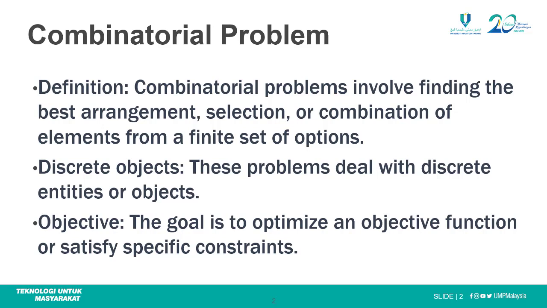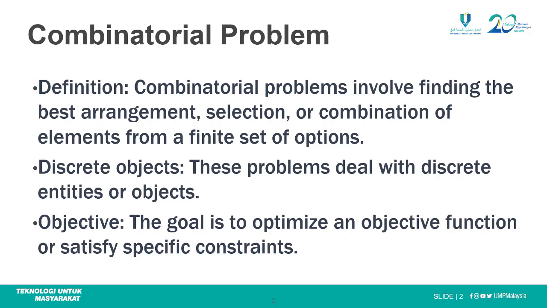It involves finding the best arrangement, selection, or combination of elements from a finite set of options. So we have a set of options, and we need to identify the best combination, the best arrangement, or the best sequence. So this is the combinatorial optimization problem. There are a lot of applications in manufacturing systems, such as production scheduling, assembly line balancing, assembly sequence planning, aggregate planning, and so on. So there are a lot of applications for the combinatorial problem.